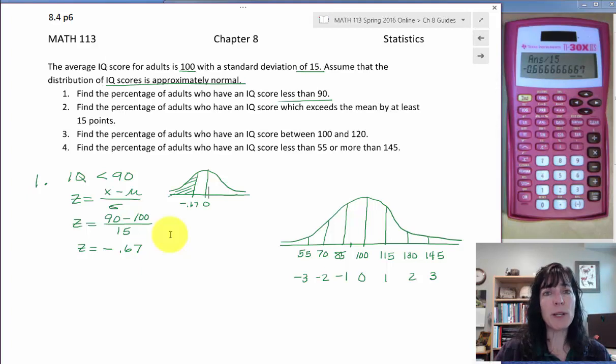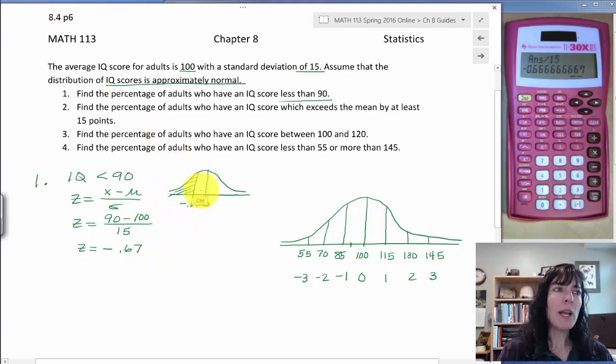Then I could just look up a 0.67 and it would give me an area for the region I'm interested in. But it's going to give me this region right here. And that's not the region I'm after. But I can remember this whole side from 0 all the way left is 0.5. And so if I'm getting a part that I don't want, I can take that away from the 0.5 and be left with the part that I do want. So that's exactly what I'm going to do.